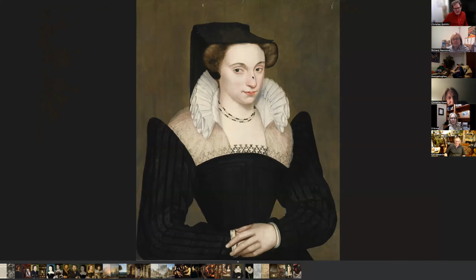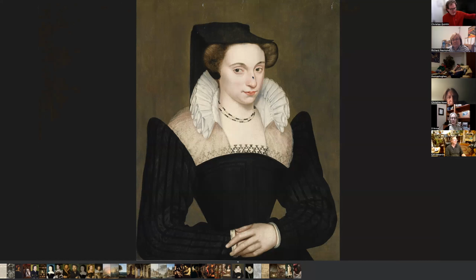This is a painting by François Quesnel. He was a French painter that was born in 1543. He died in Paris in 1619. This is a portrait of a lady in a black robe. It's a 16th century painting. We don't know who the woman is, but it's quite quaint.